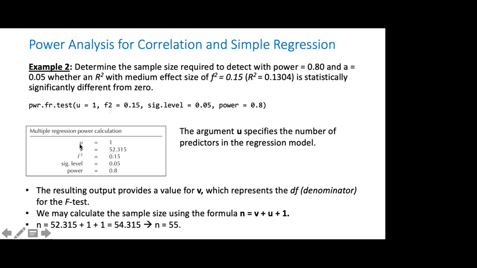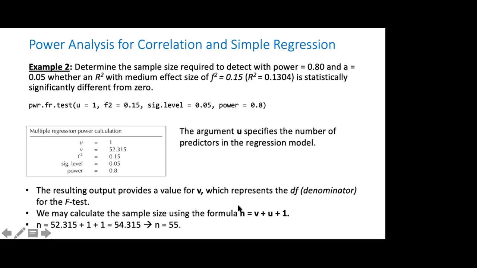And then what R spits out is just a reiteration of what you put in. So the number of predictors, and then it gives you this value v, which is basically just the degrees of freedom. It is the denominator degrees of freedom, not the numerator. Your residual degrees of freedom, or error degrees of freedom, and then you have to convert that into the required sample size.